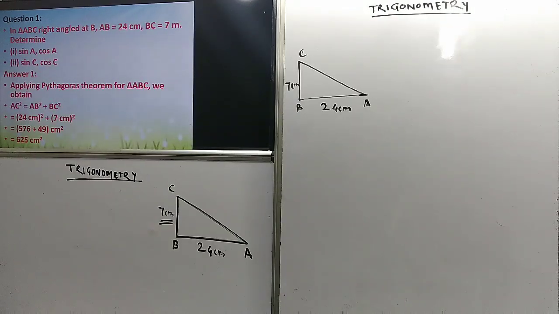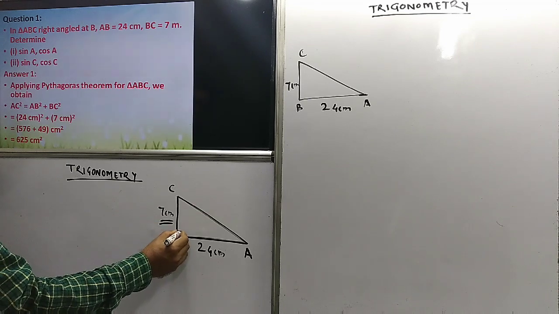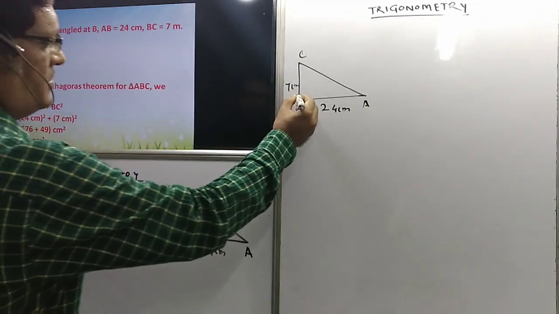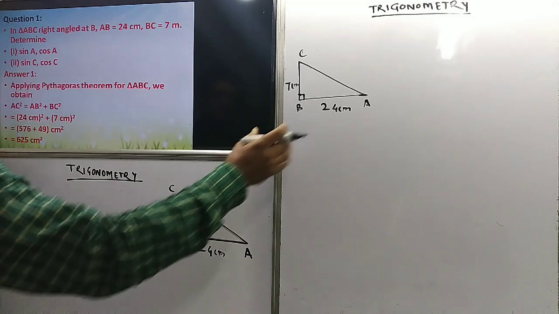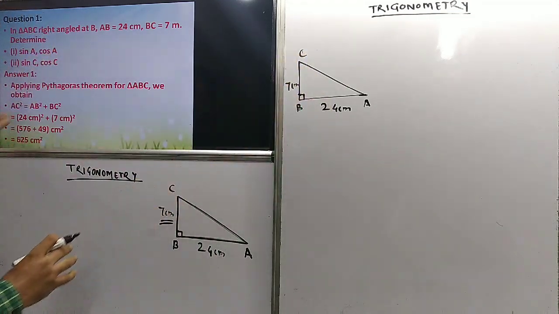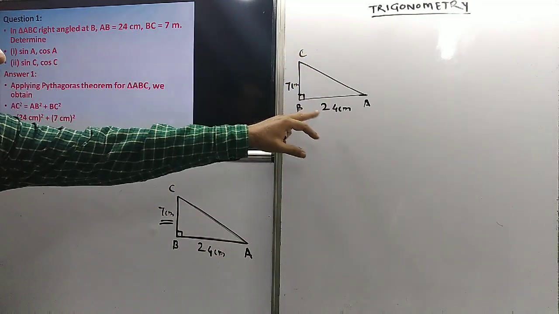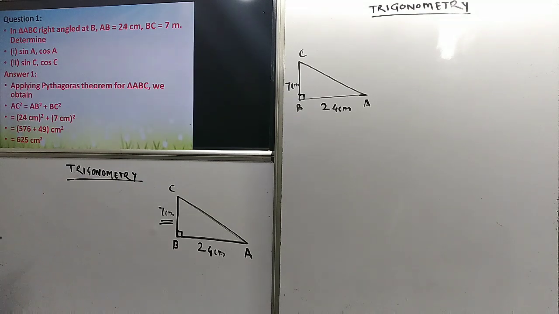Now let us do the first problem of the exercise. Question number one, what is given? In triangle ABC, angle B is 90 degrees, and the measurements of AB and BC are given. AB is 24 centimeters and BC is 7 centimeters.